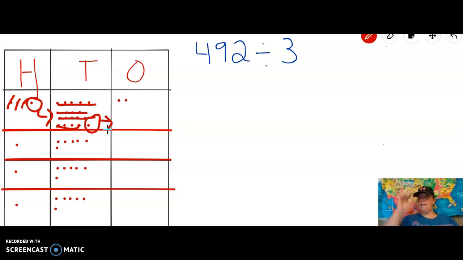How many ones are in a 10? If you know it, yes, there's 10 ones in a 10. We have 5, 10, 12. 3 groups of 12. My multiplication fact I know is 3 times 4 is 12. So each one gets 4.